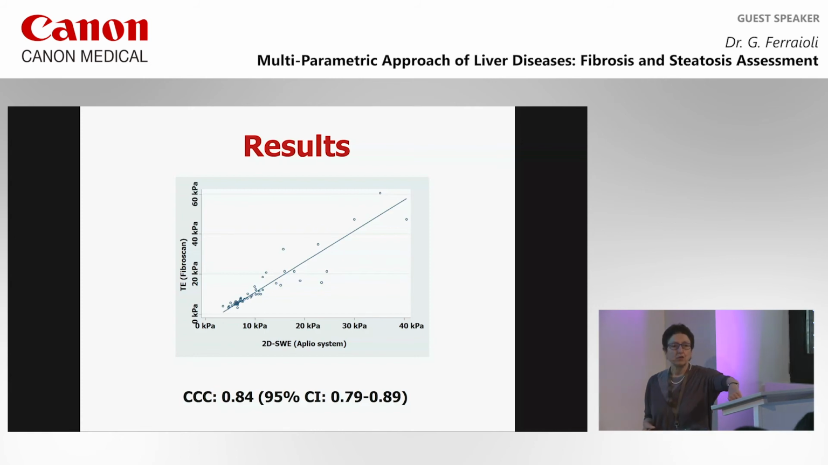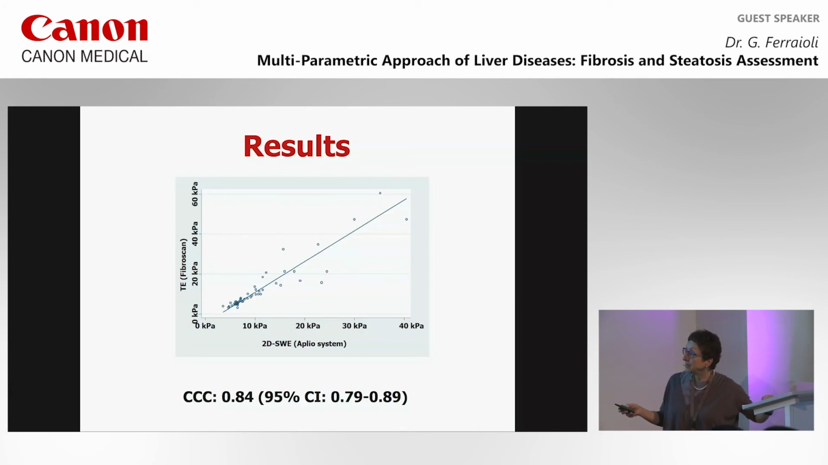And I want to underline the concordance at this stage up to 12 kilopascal. That is the cutoff value for liver cirrhosis. As you can see, here the data were grouped and similar to the data obtained with the FibroScan device. Whereas for higher values of stiffness, you can see that there's a dispersion of the data. This is true not only for the Canon system, but for all the techniques available in ultrasound equipment.